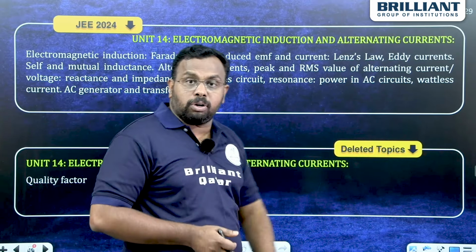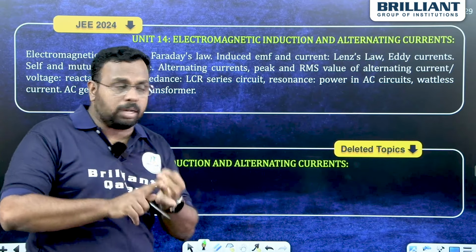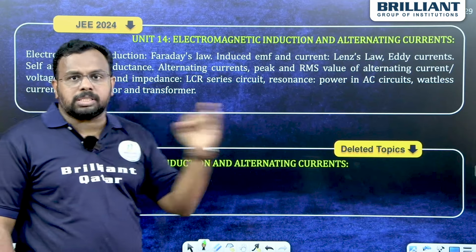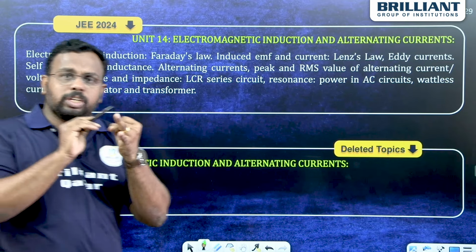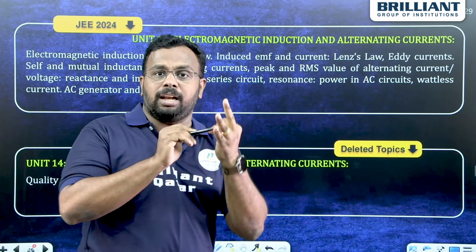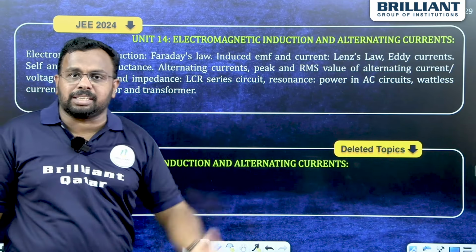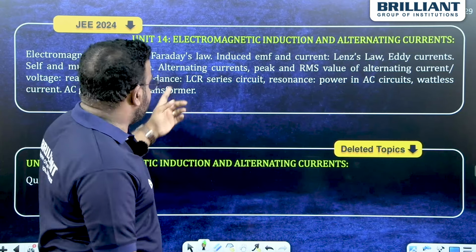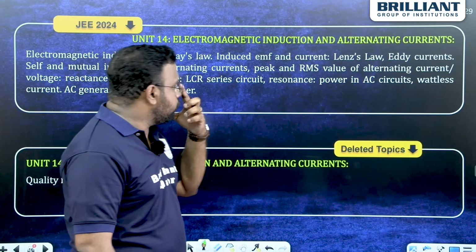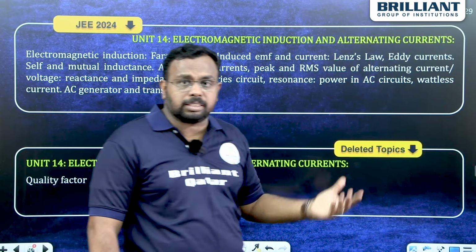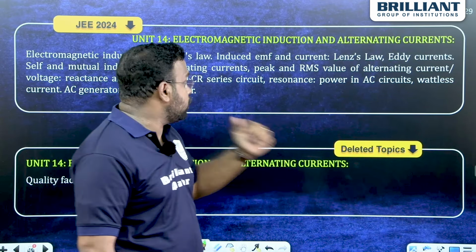Peak and RMS value of alternating current, formula for peak value, RMS value. Voltage, reactance and impedance, all the circuits you need to study. Resistor only circuit, inductor only circuit, capacitor only circuit, LR circuit, CR circuit, LCR circuit. What are the impedance, phase angle, phasor diagram, graphs, many things are there. So practice everything. Resonance, what is the meaning of resonance? You know that? It's a condition where inductive reactance is equal to the capacitive reactance, frequency matching condition.